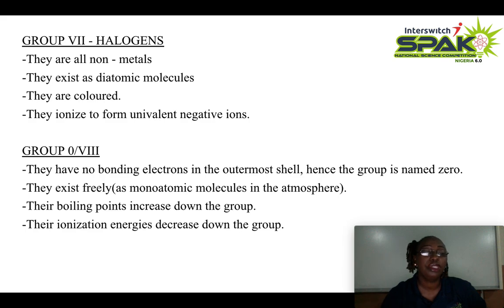Then we have group 0 or 8. They have no bonding electrons in the outermost shell, hence the group is named 0. They exist freely, and their boiling point decreases down the group.